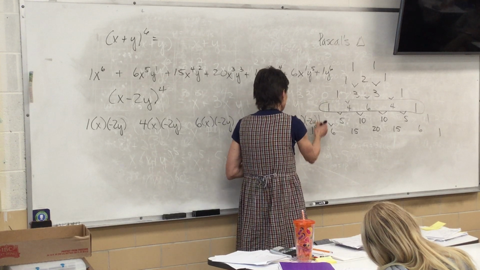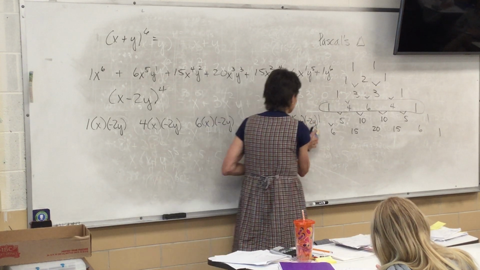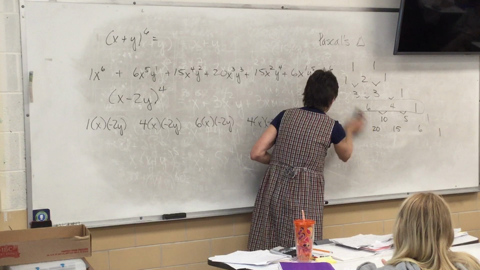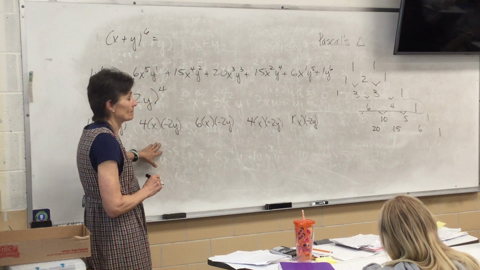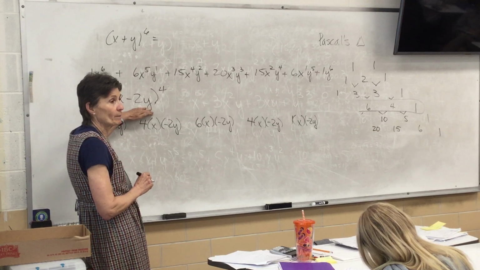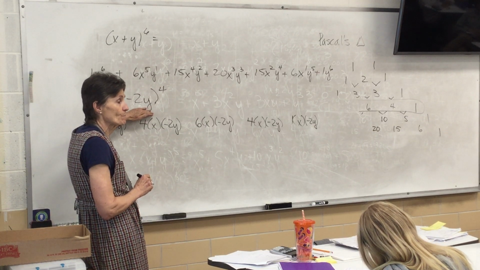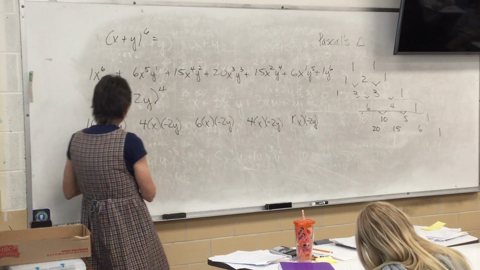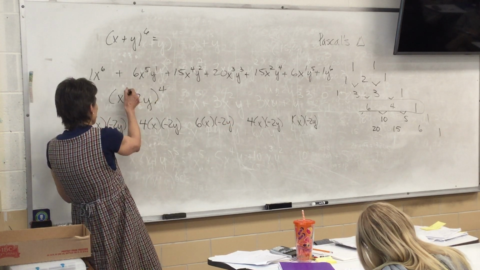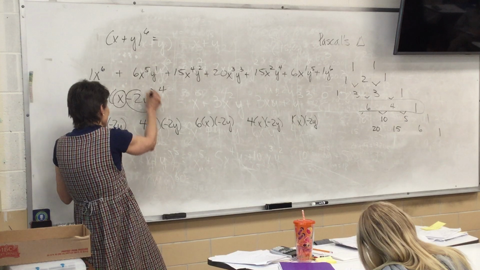Because that is, I'm going to erase my triangle, that is the factor in the binomial. So every one of these numbers, 1, 4, 6, 4, 1, is attached to an x and a negative 2y.